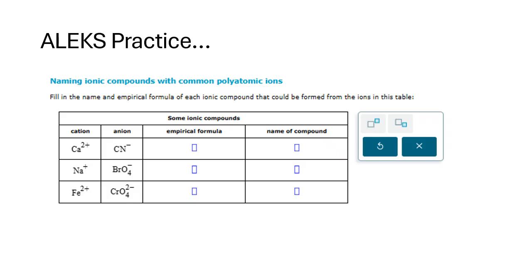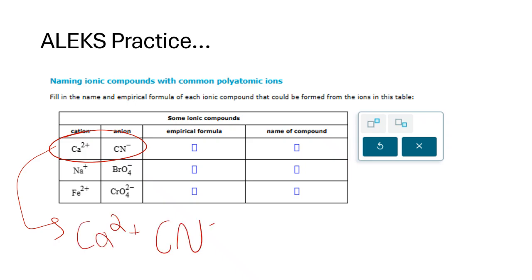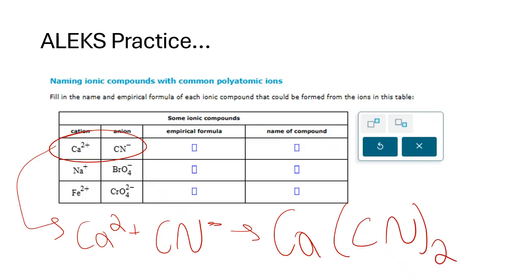First, just write the formulas. Calcium is a 2+, cyanide is a minus. You need 2 cyanides to cancel out the calcium. Since it is a polyatomic and there's more than one atom, we have to put parentheses around it, just like in algebra.